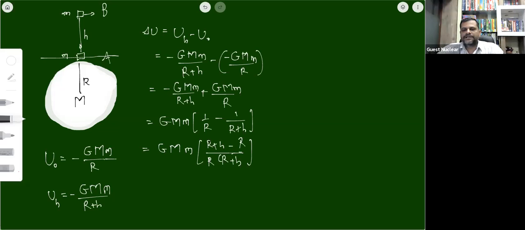And if we just cancel this r here, then we are left with G capital M small m into h upon r into r plus h. Now we have to divide both the numerator as well as the denominator by r square here. ठीक है, तो r स्क्वायर से हम डिवाइड करेंगे, तो उससे क्या होगा, देखो ठीक से यहाँ पे, तो हमको यहाँ पे मिलेगा G M small m into h the whole divided by r square.